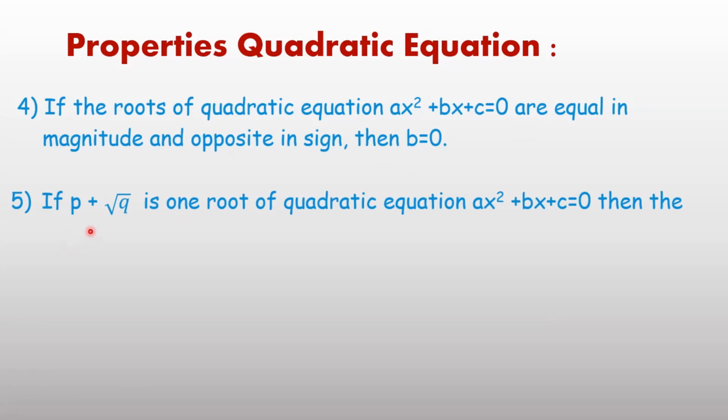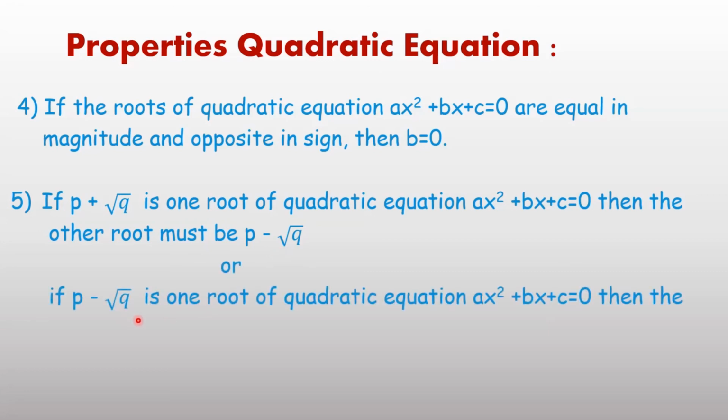Now, fifth property: if p plus root q is one root of the equation, then the second root must be p minus root q. Or if p minus root q is one root of the equation, then the other root will be p plus root q. These 5 properties you have to prepare and remember for quadratic equation.